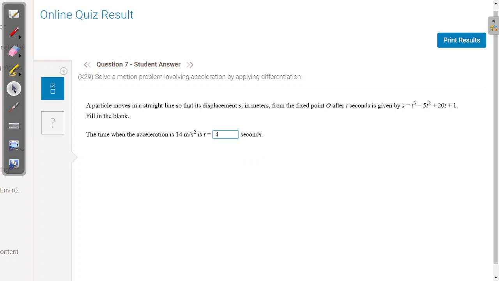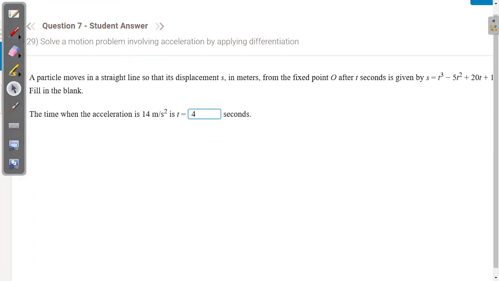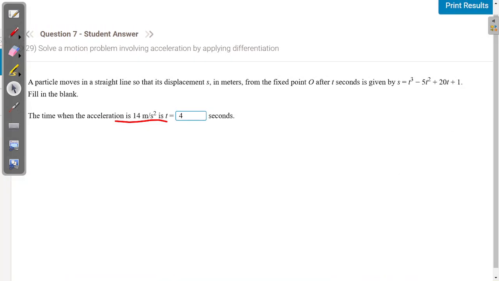A particle moves in a straight line so that its displacement s in meters from the fixed point O after t seconds is given by s equals t cubed minus 5t squared plus 20t plus 1. The time when the acceleration is 14 is what? Again, like the other question, they give us one value. They told us when the acceleration is 14, so this is instantaneous, not average. So first let's find the equation for acceleration and then make it equal to 14.